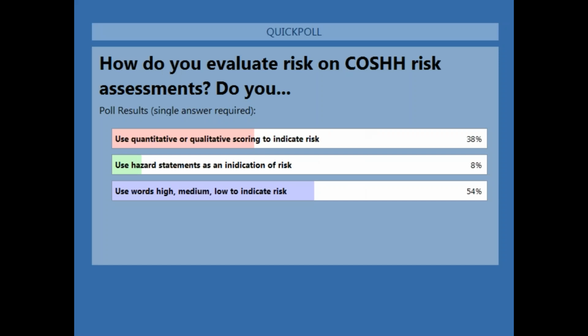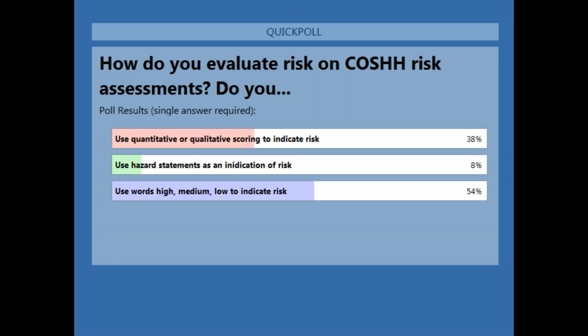Okay, so, Ian, use of quantitative or qualitative scoring to indicate risk, 38%. Use of hazard statements as an indication of risk, 8%. And using the words high, low, and medium to indicate that risk is at 54%. Do you have any thoughts or responses to the answers on that poll?